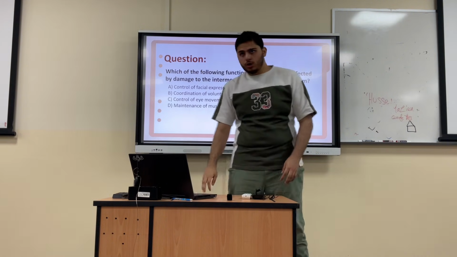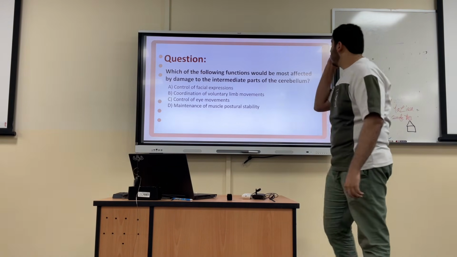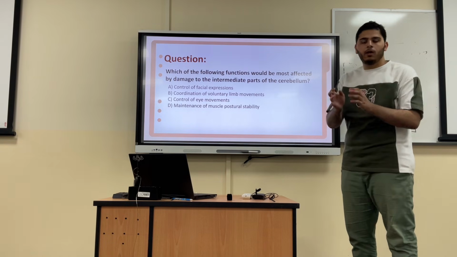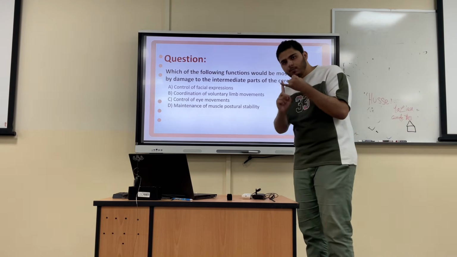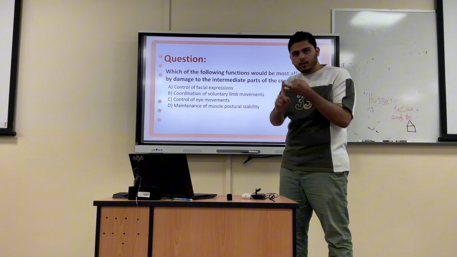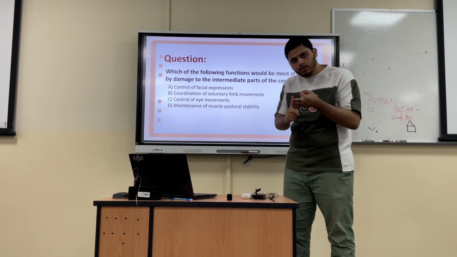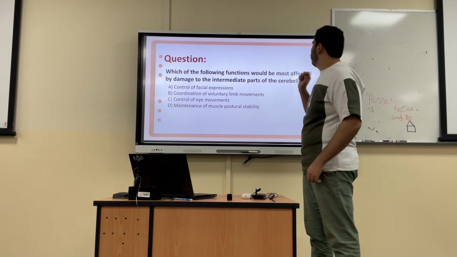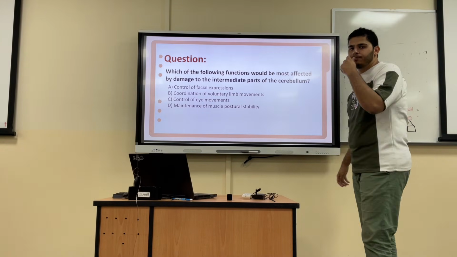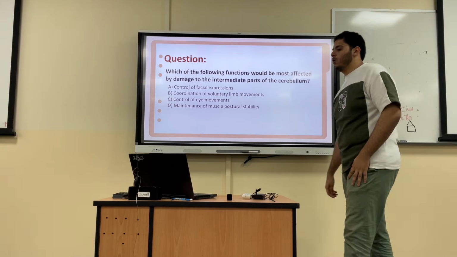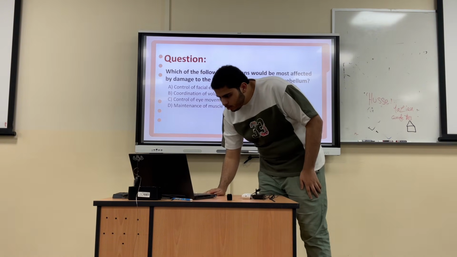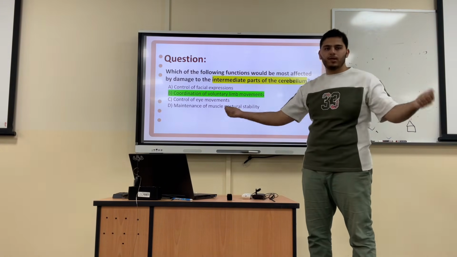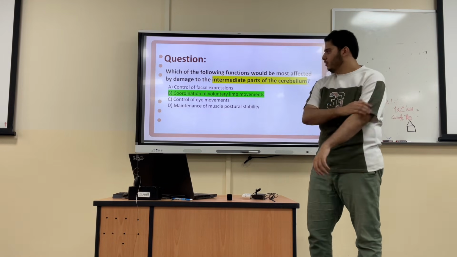Okay, now we have questions, guys. Which of the following functions would be most affected by damage to the intermediate parts of the cerebellum? We said there is an intermediate part, a medial part, a lateral part, and the flocculonodular lobe. Okay, let's see the answer. The answer is coordination of voluntary limb movements. The intermediate part controls the limbs, the hand, the feet, as I said.